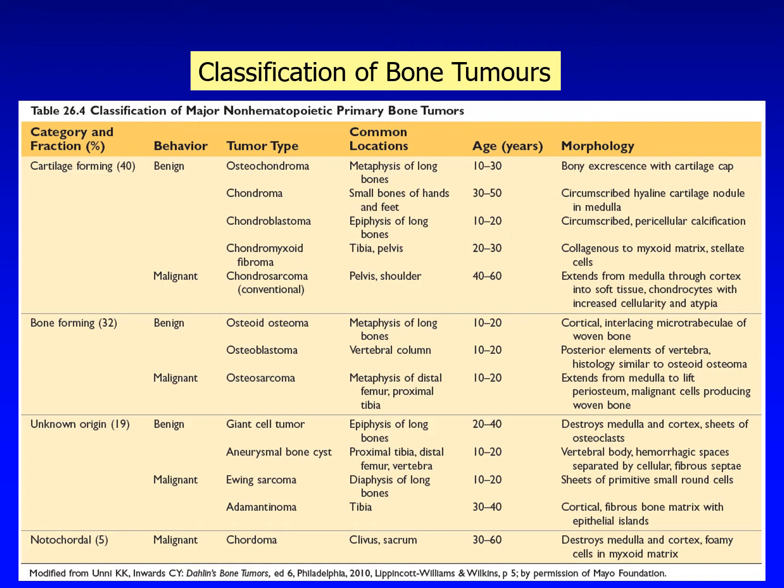For the unknown origin, the benign counterparts are giant cell tumors and aneurysmal bone cysts, whereas under malignant behavior, there are Ewing sarcoma and adamantinoma. We will look at some of these tumors in the next sections.